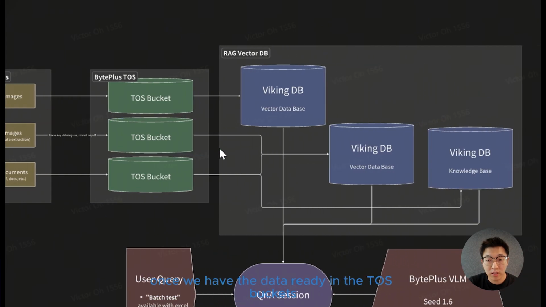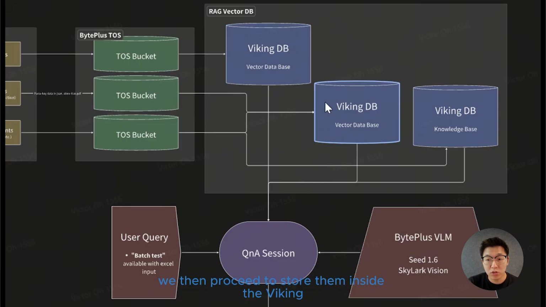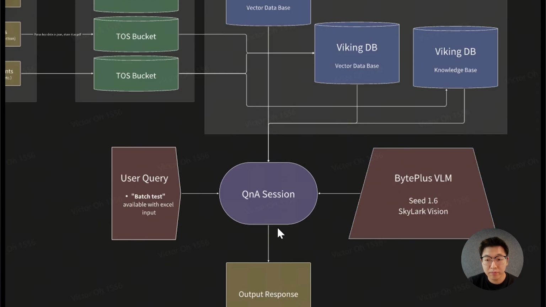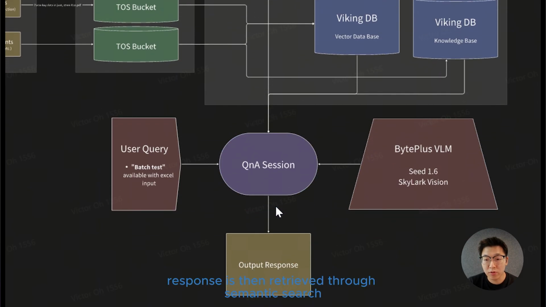Once we have the data ready in the TOS bucket, we then proceed to store it inside the Viking database. The images are stored in VikingDB's multimodal vector database. The images for OCR data extraction are stored in a hybrid multimodal vector database. The documents can be stored in the vector or knowledge base. Then, we can access Viking database through user queries that are parsed and input into BytePlus's VLM, such as Seed 1.6 or Skylight Vision. The output response is then retrieved through semantic search in addition to the VLM's response.